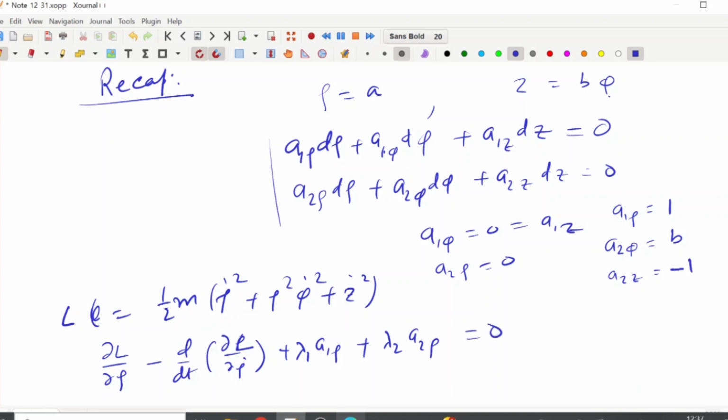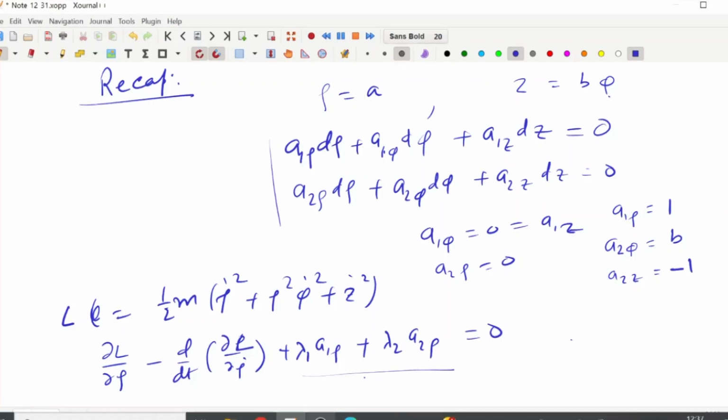I am not going to write all three equations, but you can understand that if you have more than one constraint, then you have to use one lambda for each constraint, and then this type of summation will be there. So, this will be the equation for rho. Similarly, you can have the equation for phi and the equation for z, but there will be 2 lambdas. And the solution will be given.